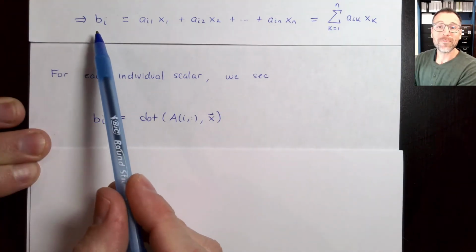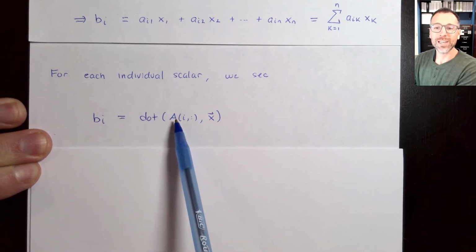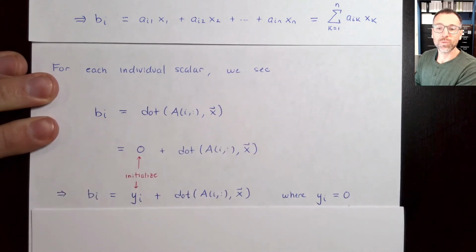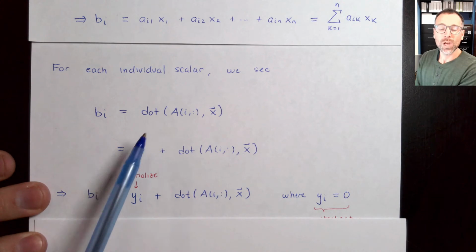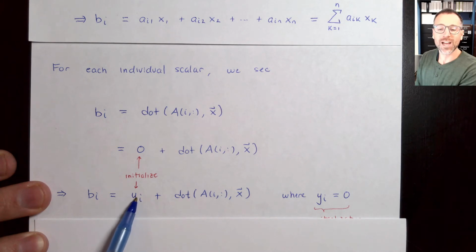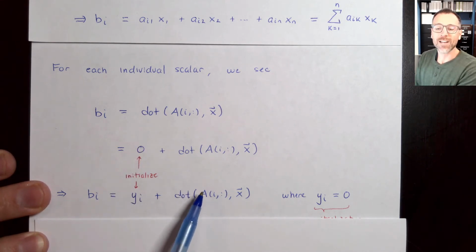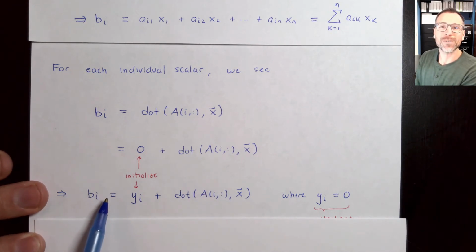We already know that for each individual scalar, the scalar output is going to be the dot product between the ith row of A and the column vector x. And we might ask ourselves, well, what's the initialization? Of course, we can always add 0 to any output and do nothing to it. So let's go ahead and generalize and say we're going to initialize each individual entry of some vector y to be 0, and then we'll just add that to the dot product between a sub i and x, and that will give us the ith entry of the output that we desire.